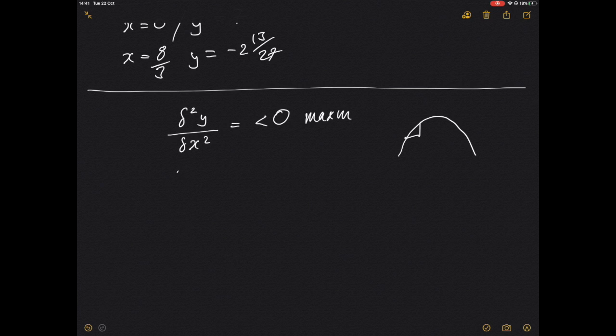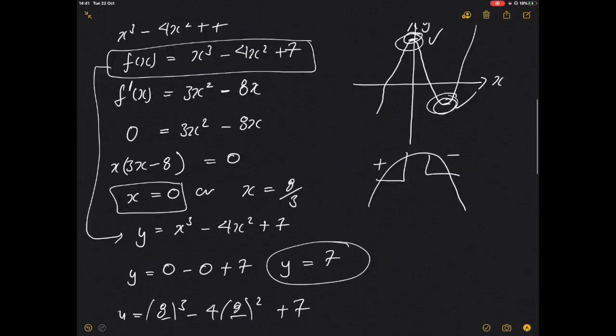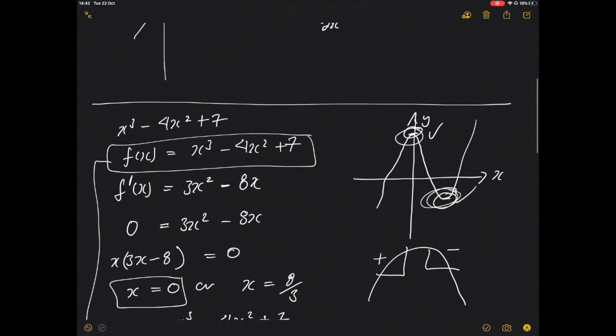Or if it was a minimum turning point, where it was going from a negative to a positive, d squared y by dx squared would have to be greater than 0, and that would lead to a minimum turning point. And that would describe a trough, or something that we might have on a plot, something like this.